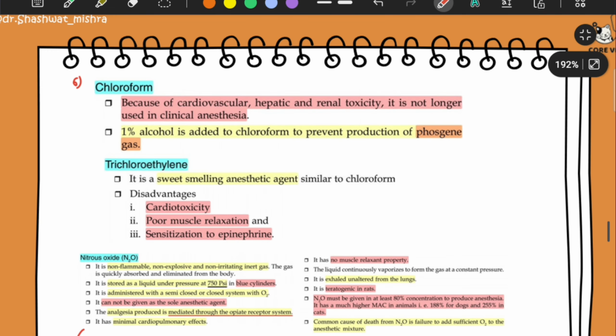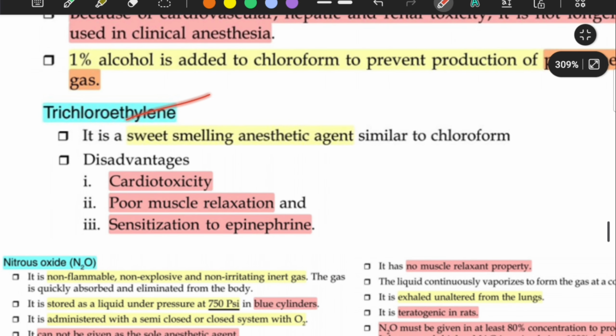Talking about chloroform, because it is cardiovascular, hepatic, and renal toxic, it is no longer used. 1% alcohol is added to chloroform to prevent the production of phosgene gas. Remember this. Talking about trichloroethylene, it is a sweet smelling anesthetic. The disadvantages are cardiotoxicity, poor muscle relaxation, and sensitization of the myocardium towards epinephrine.